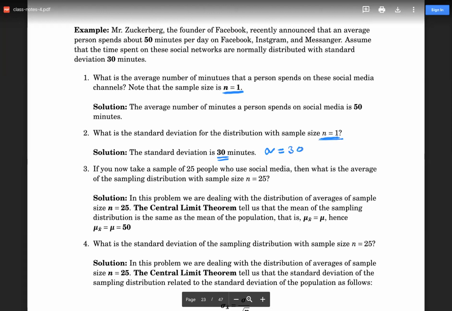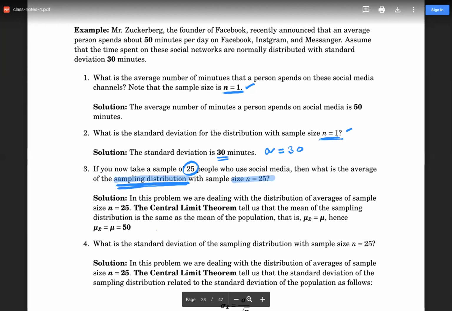Now this time you are not dealing with sample size of 1, you are dealing with sample size of 25. Now if you take a sample of 25 people who use the social media, then what is the average of the sampling distribution? Look, sampling distribution. So very important. So this time sample size is 25. So what is the average of the sampling distribution?